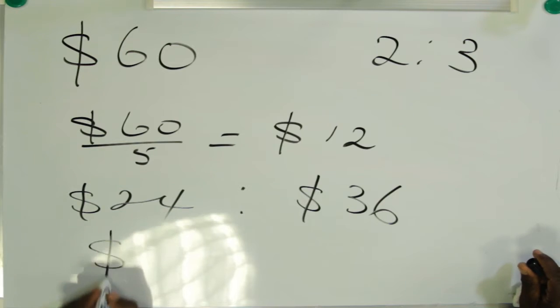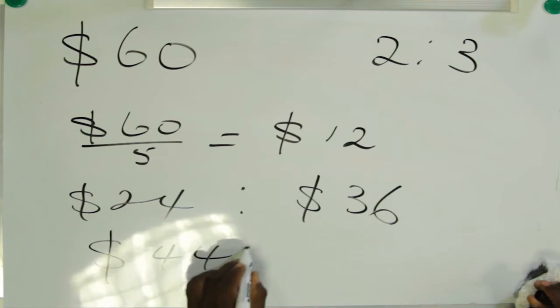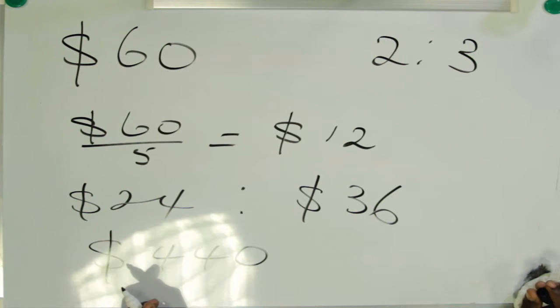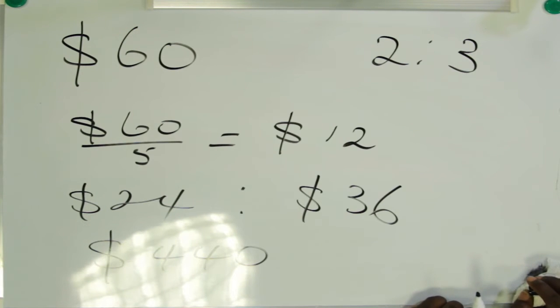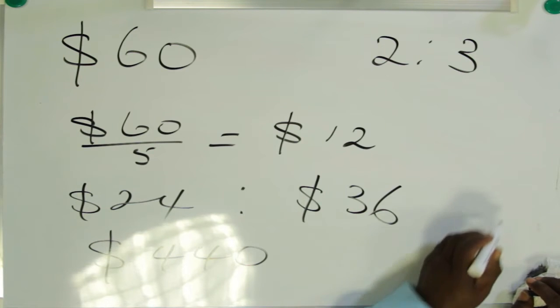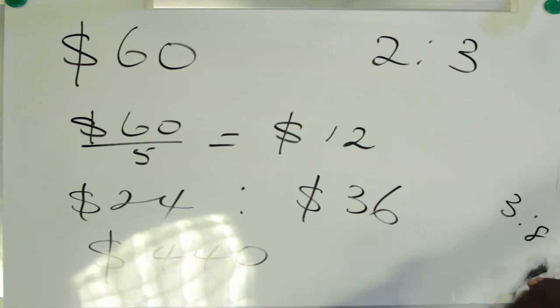If you think that you have an understanding of how that works, I will require of you that you do this example for me. I.e., I now have $440, and I want you to divide that $440 in the ratio 3 to 8.